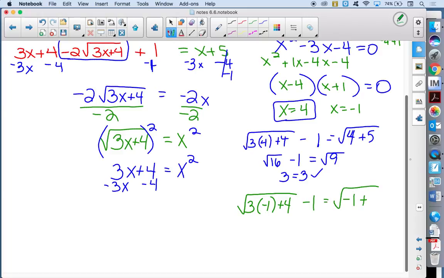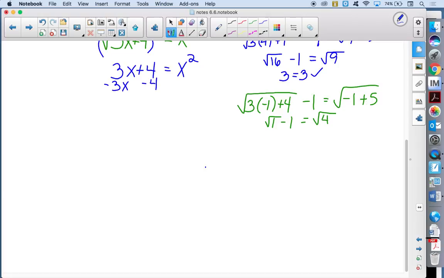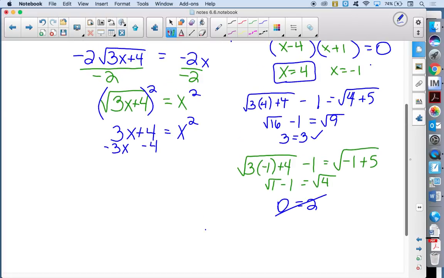Okay, Brandon, so 3 times -1 plus 4 is 1. And on the other side, -1 plus 5 is 4. Okay, so what's the square root of 1 minus 1? 0. Does 0 equal 2? No. So 0 doesn't equal 2, that means x does not equal -1. If this was a plus sign here, then 2 would equal 2, but the problem isn't set up like that. Questions?